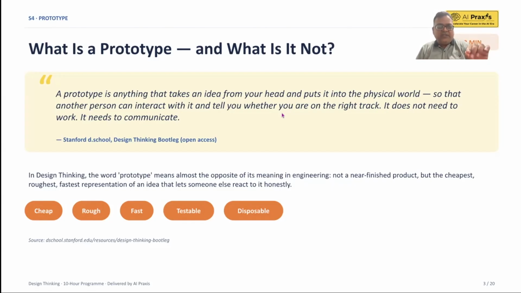So fast, why are we saying this? Because learning quickly is more valuable than building slowly. Testable because users must be able to interact with it. That's very important. And disposable because if the feedback says your idea is wrong, you should be comfortable changing or even throwing it away.